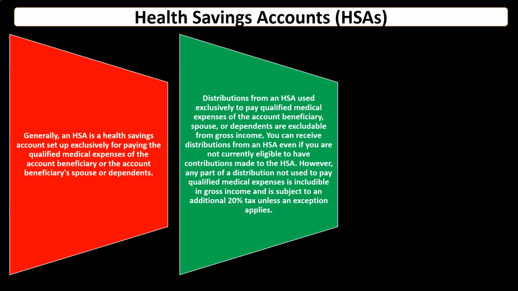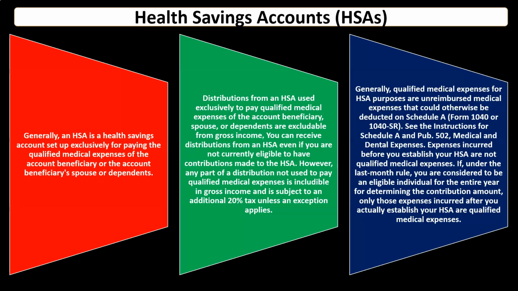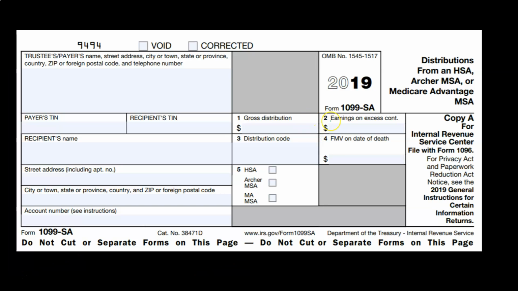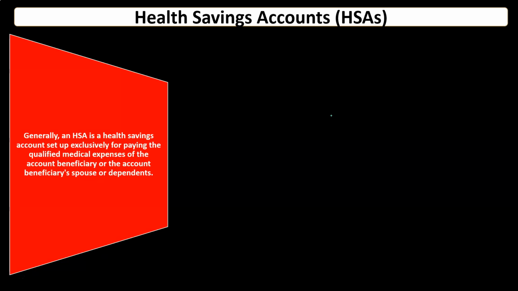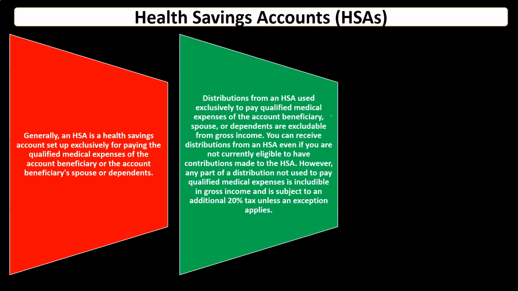When you pay it out then, if you pay it in accordance with the HSA rules, then you don't have to include it in income, even though you're going to be getting the 1099-SA. So you're going to have to report it possibly here, but it might be something that doesn't have to be included in income at that point in time, which is nice.